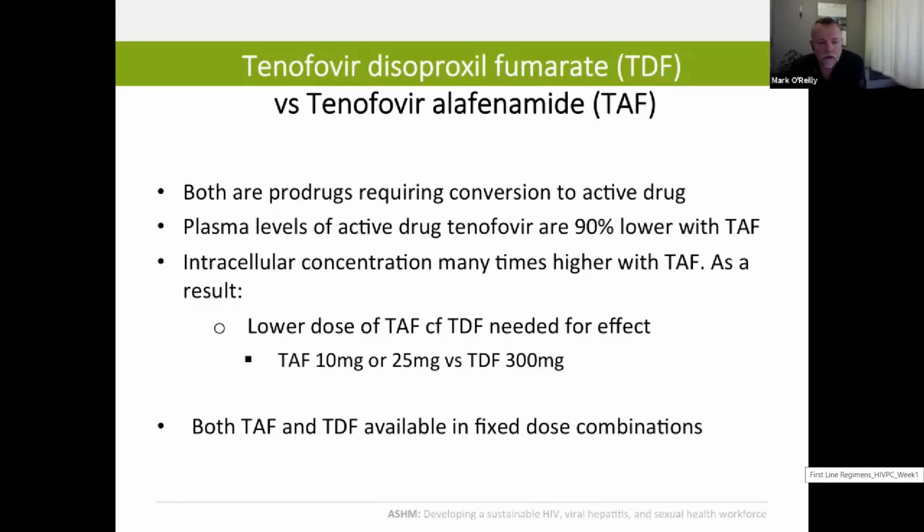So in summary, the concentration of the active tenofovir in the blood is significantly lower when one takes the TAF form of the drug, but the active drug within the CD4 cell is significantly higher. And the potential benefit of this is that given the concentration in the blood is much lower, you're likely to get much less off-target toxicity. So reduced kidney and bone toxicity, but you're getting active drug into the CD4 cell where you want to suppress HIV. And both TAF and TDF are available in fixed dose combinations.